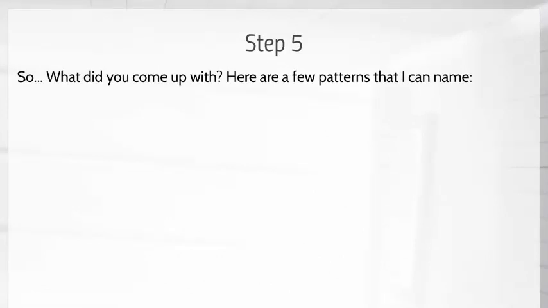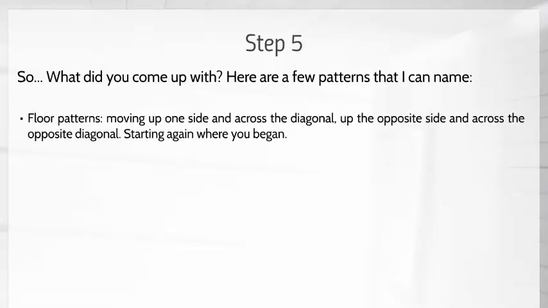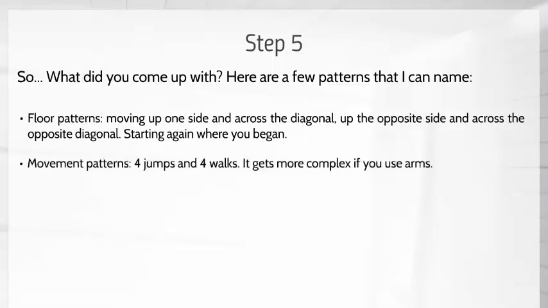Here are a few patterns that I can name. Floor patterns: moving up one side and across the diagonal, up the opposite side and across the opposite diagonal, starting again where you began. Movement patterns: 4 jumps and 4 walks. It gets more complex if you use arms.